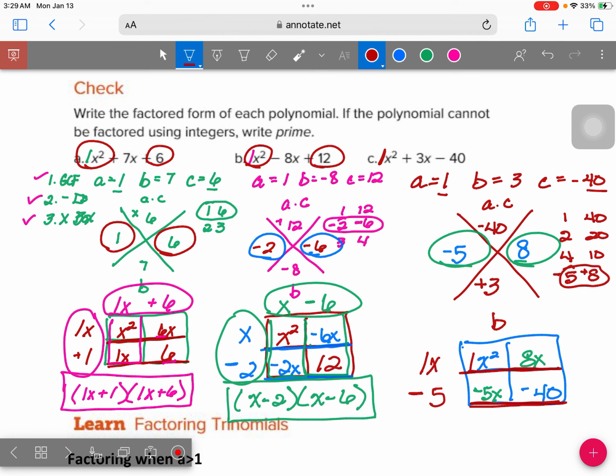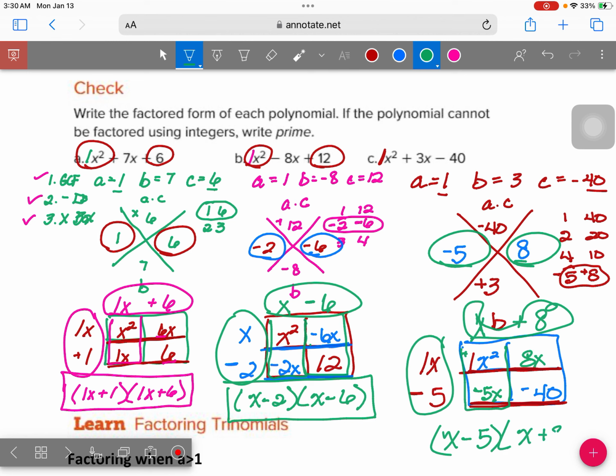And the x there isn't 1 in the second one. X squared for the column, and negative 5x. This is a positive, so this is going to be a positive x over here. And 8x and negative 40. 8 and negative 40 is going to give me positive 8. And so writing this down, that's the b from above. I have x minus 5, or 1x minus 5, times x plus 8.